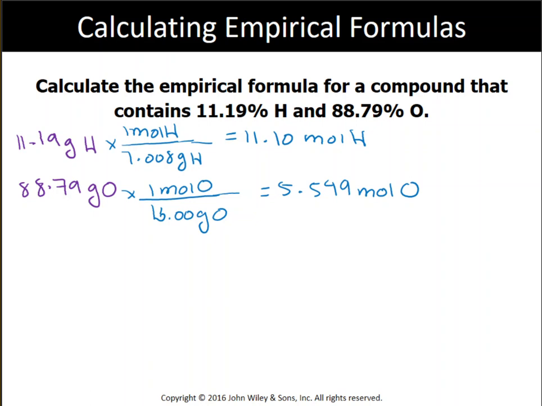So here, the number of moles of hydrogen is 11.10. For oxygen, you have 5.549 moles. So obviously 5.549 is smaller than 11.10. So I'm going to divide both of these by 5.549 moles. And by doing that, oxygen becomes 1 and hydrogen becomes 2.